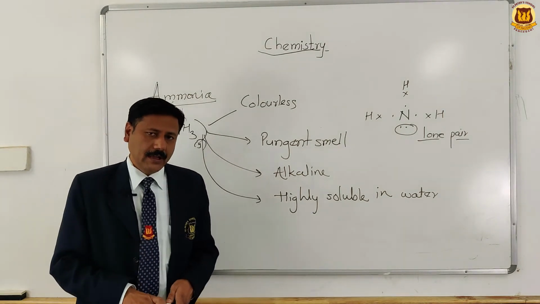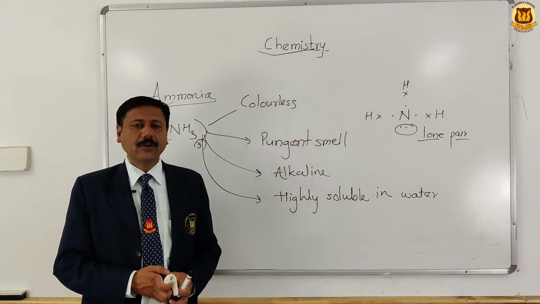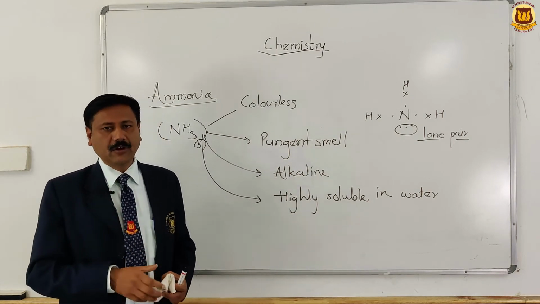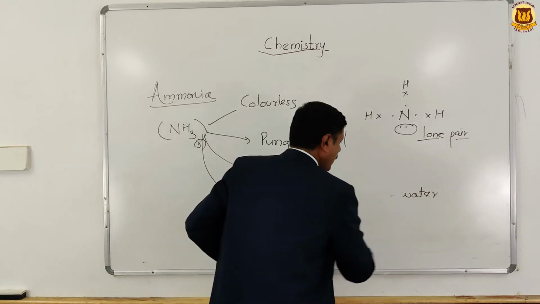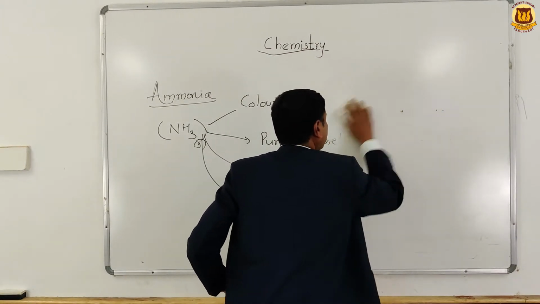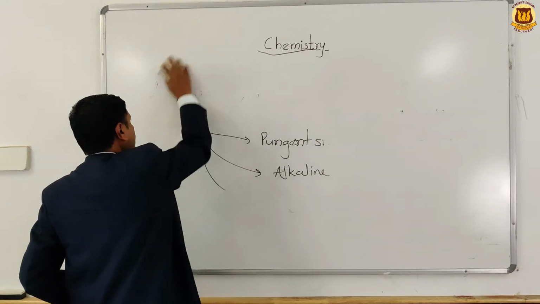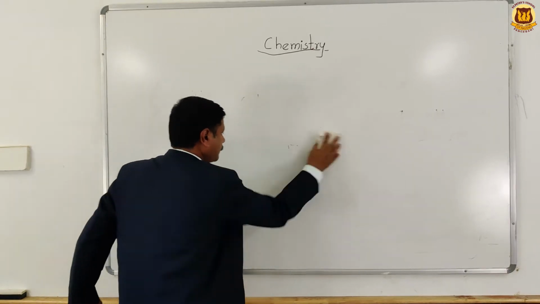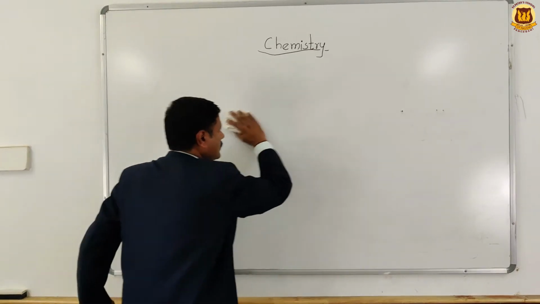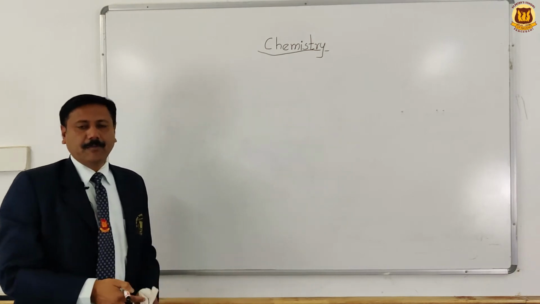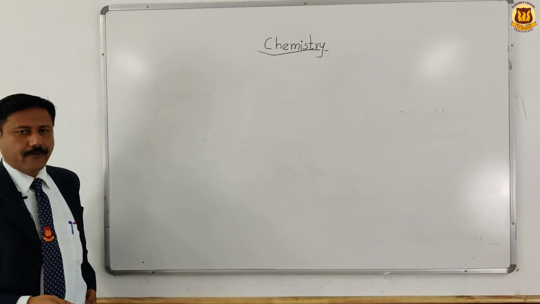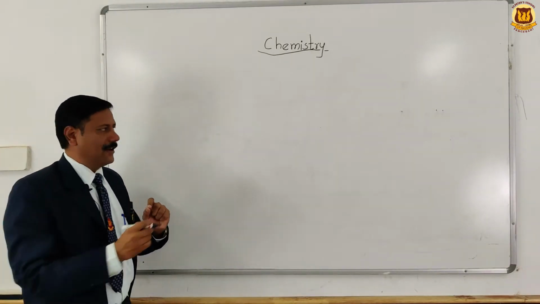Now today in the first part we are going to see the lab preparation of ammonia. How ammonia gas is prepared in the laboratory. There are 2 methods in our syllabus. The first method is preparation of ammonia from ammonium salt and alkali.